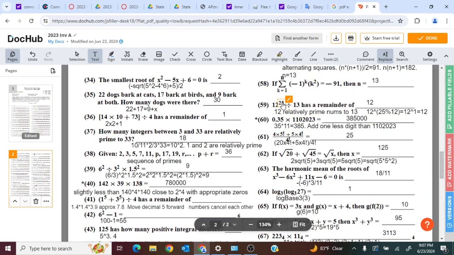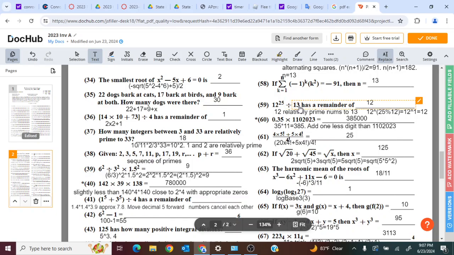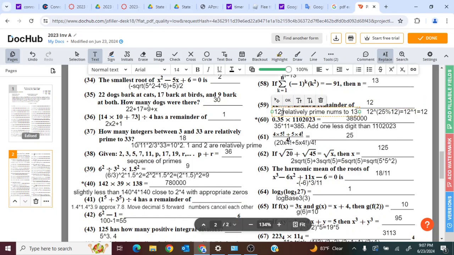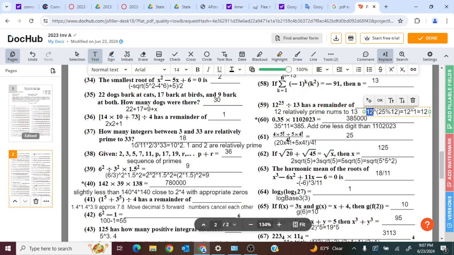12 to the power 25 divided by 13 has a remainder of what? Okay, in this case, you use another trick that I don't know the name of, where you take the number, figure out the number of relatively prime numbers to 13. Since 13 is prime, everything but itself is relatively prime, so 12 relatively prime numbers. So then you take your original 12 to your original exponent mod, or the remainder when divided by this 12. So you have 12 to the power 1 is 12.